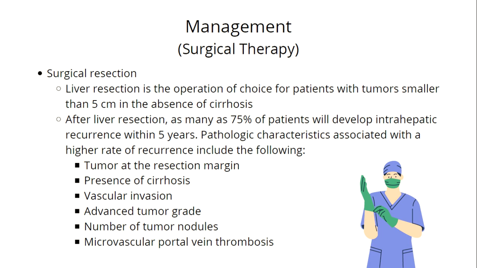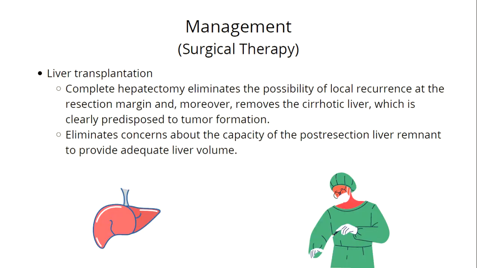Pathologic characteristics associated with a higher rate of recurrence include the following. First is the tumor at the resection margin. Next is the presence of cirrhosis, vascular invasion, advanced tumor grade, number of tumor nodules, and microvascular portal vein thrombosis.